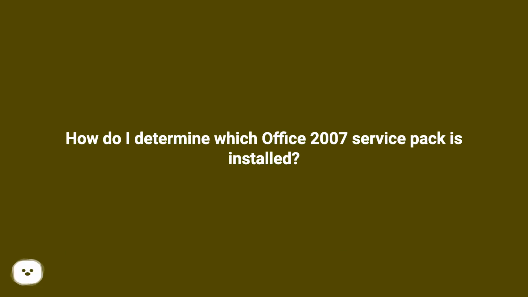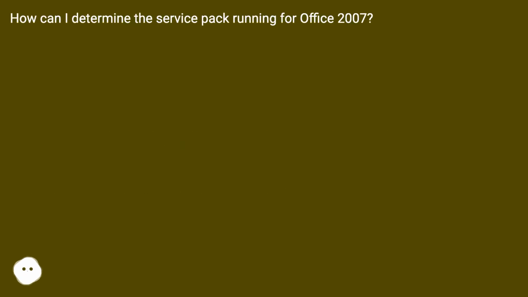How do I determine which Office 2007 service pack is installed? How can I determine the service pack running for Office 2007?